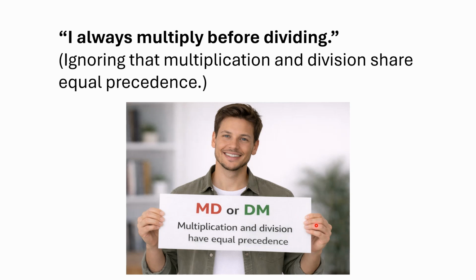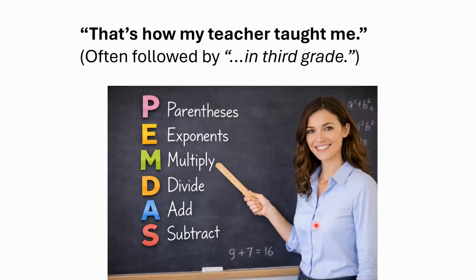As a matter of fact, in the UK and a lot of other countries, they use an acronym called BODMAS, which is brackets, orders, division, multiplication, addition, subtraction. And again, BODMAS and PEMDAS are the same thing. They just write the D before the M. It makes no difference because they have equal precedence. Division is just multiplying by a reciprocal.